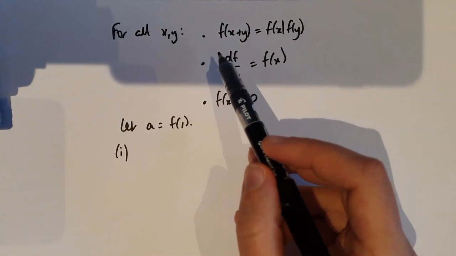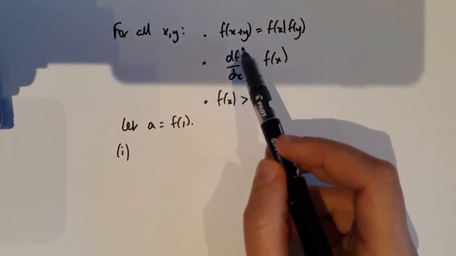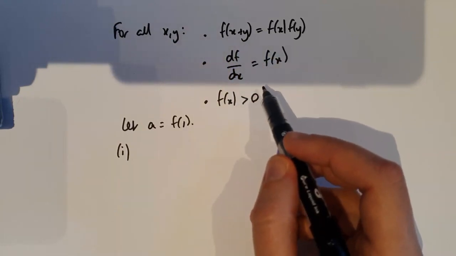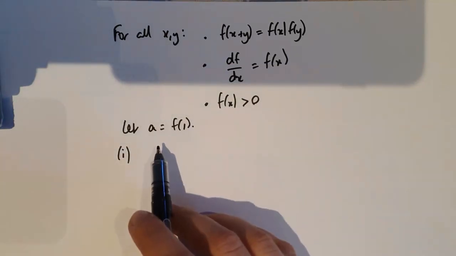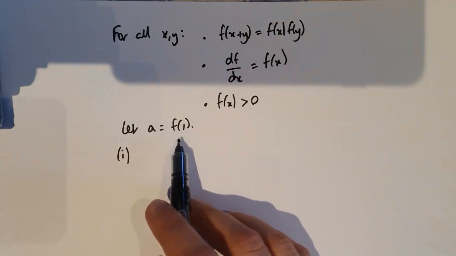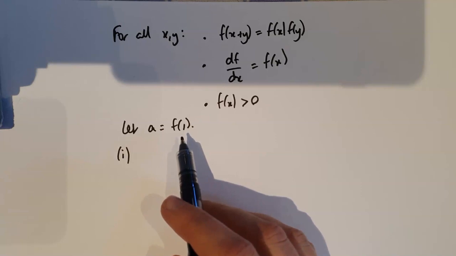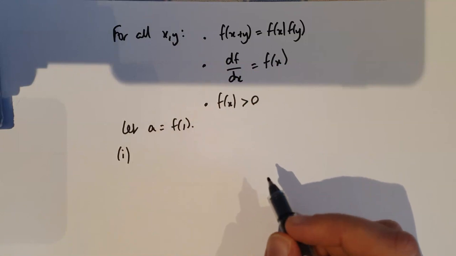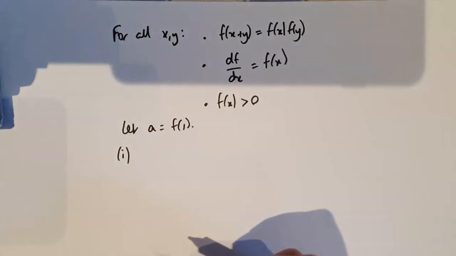This question introduces a function f which has the interesting properties that for all x and y, f of x plus y is f of x f of y, and df by dx is f of x, and f of x is strictly positive. And we define a to be f of 1, and the question slightly cryptically tells us that we can't use the exponential function. I guess that's because secretly we know that the exponential function satisfies these properties, but it's really important that we only refer to these properties, not any other intuition we might have about the exponential function or anything like that.